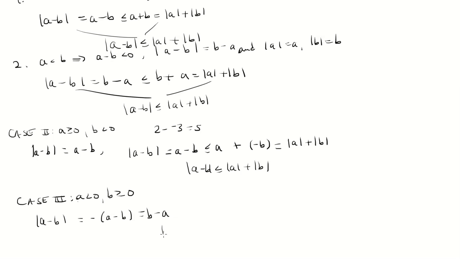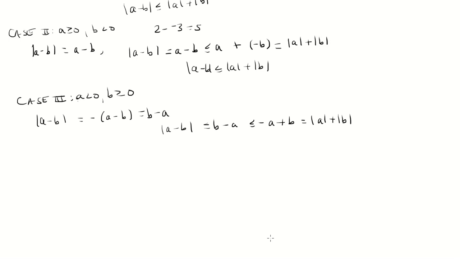And so we have the absolute value of a minus b equals b minus a, less than or equal to negative a plus b, just rearranging the order, which is equal to the absolute value of a plus the absolute value of b, because a is negative, negative a makes it positive, and so the absolute value of a will be equal to negative a. And so we say that the absolute value of a minus b is less than or equal to the absolute value of a plus the absolute value of b.